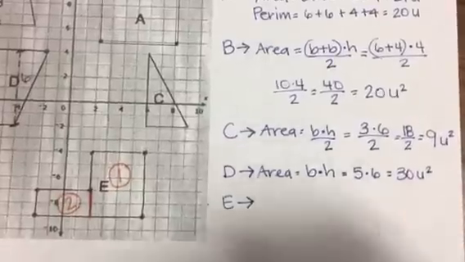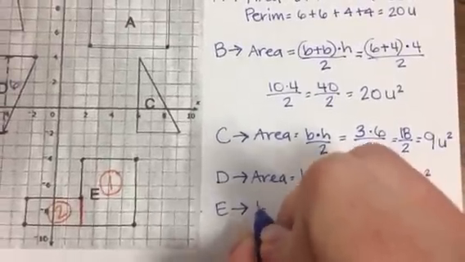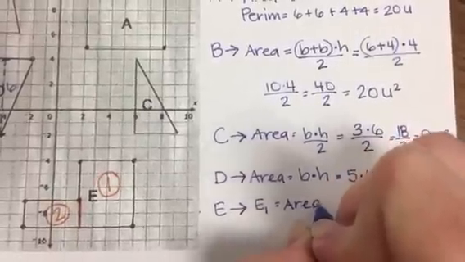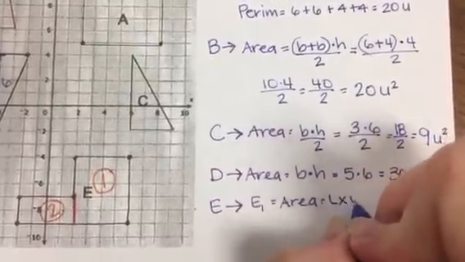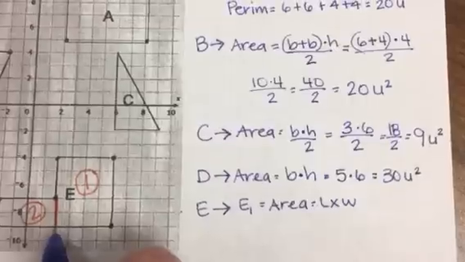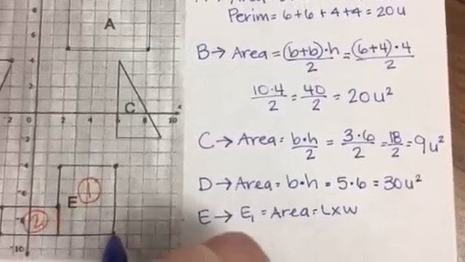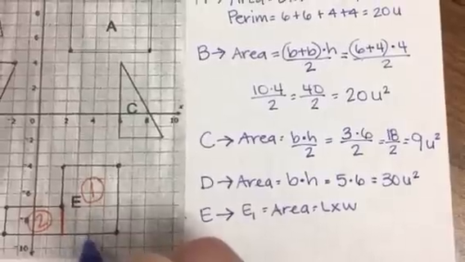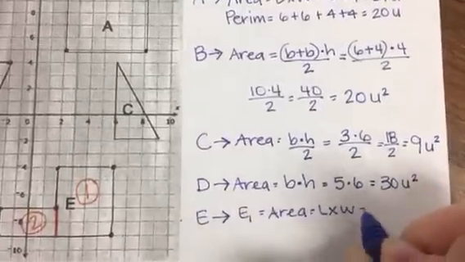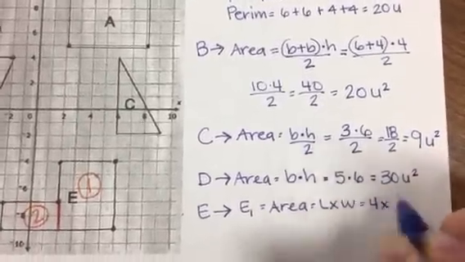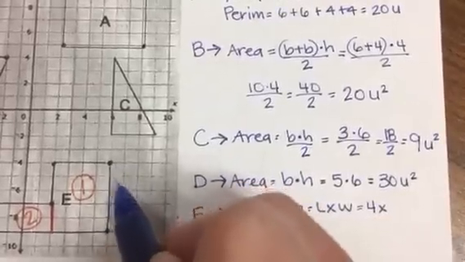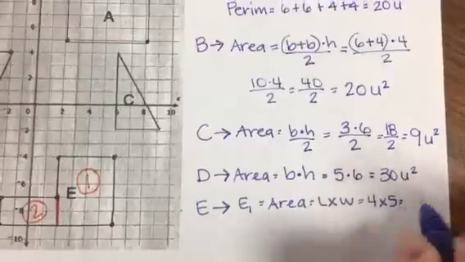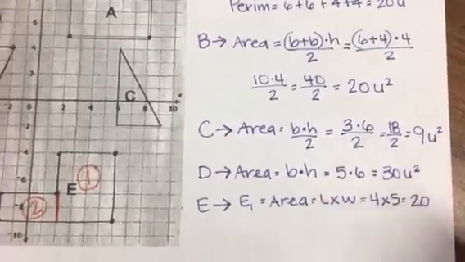So E1 is a rectangle. So we're going to find the area of that one by doing length times width. If we look only at this shape, E1, the length of this one is 1, 2, 3, 4. And we're going to multiply that by the height, which is 1, 2, 3, 4, 5. So just E1 is 20 square units.